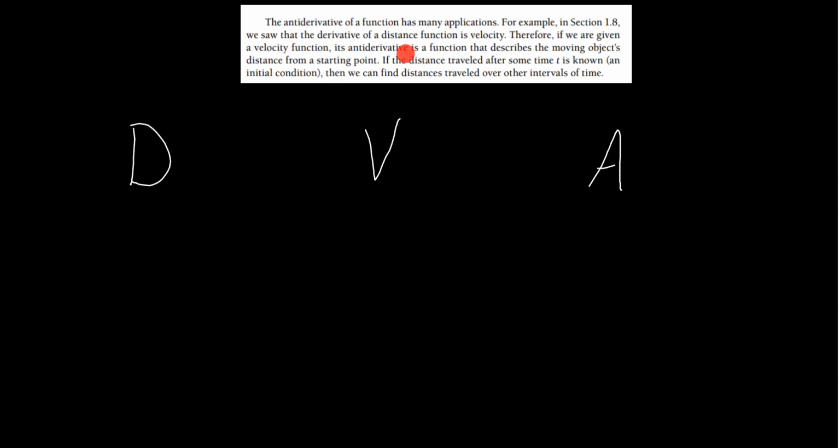So therefore, if we are given a velocity function, its antiderivative is a function that describes the moving object's distance from a starting point. So if the distance traveled after some time t is known, then we can find the distance traveled over other intervals of time. So in red, whenever we take the derivative of the distance, we get the velocity. When we take the derivative of the velocity, we get the acceleration. Well, obviously, since this is the very simple flow chart we have, the opposite will be true.